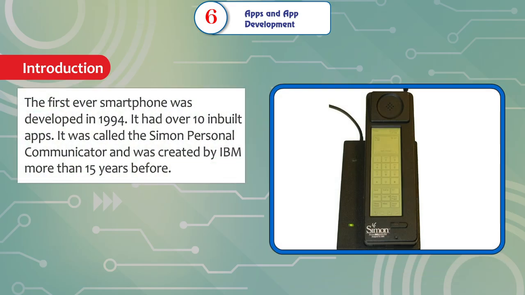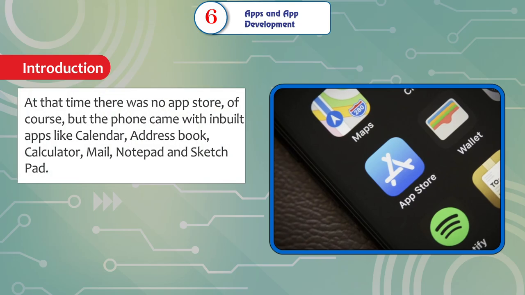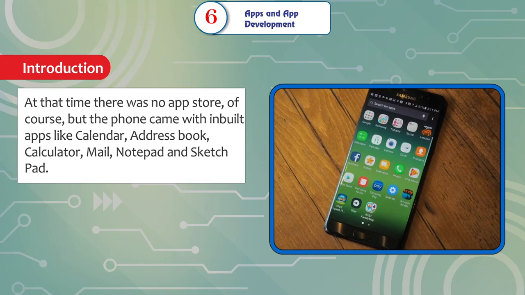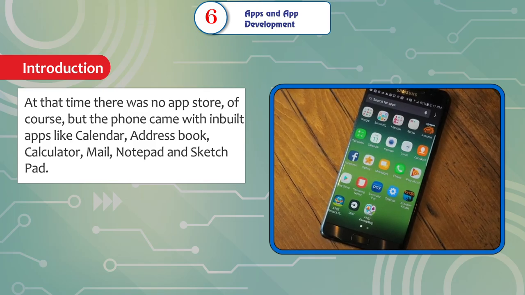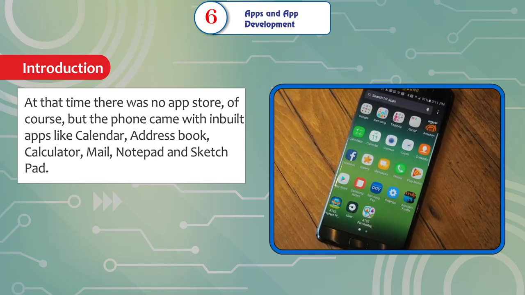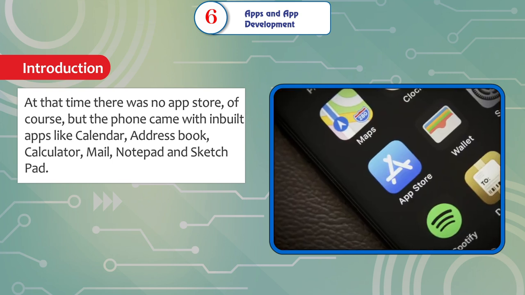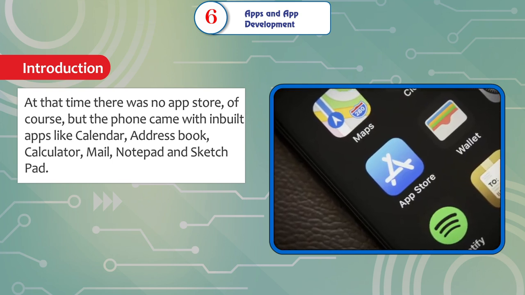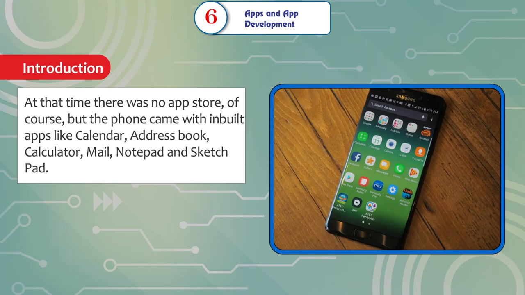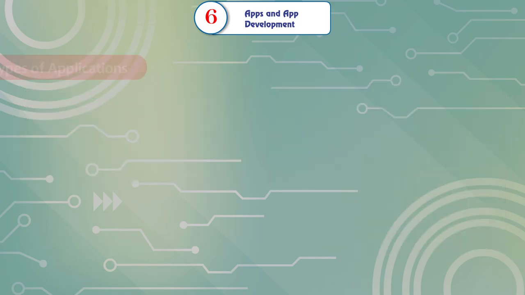The first ever smartphone was developed in 1994. It had over 10 inbuilt apps. It was called the Simon Personal Communicator and was created by IBM more than 15 years before. At that time, there was no app store, of course, but the phone came with inbuilt apps like calendar, address book, calculator, mail, notepad, and sketchpad.